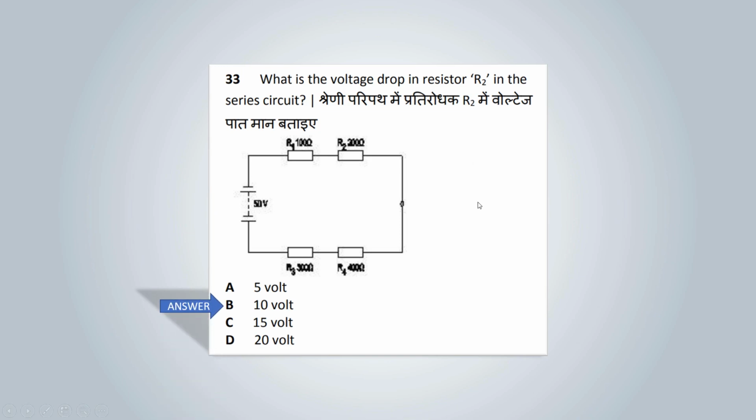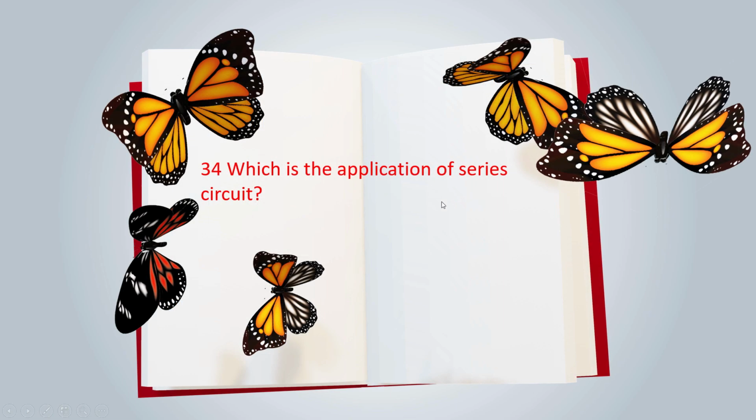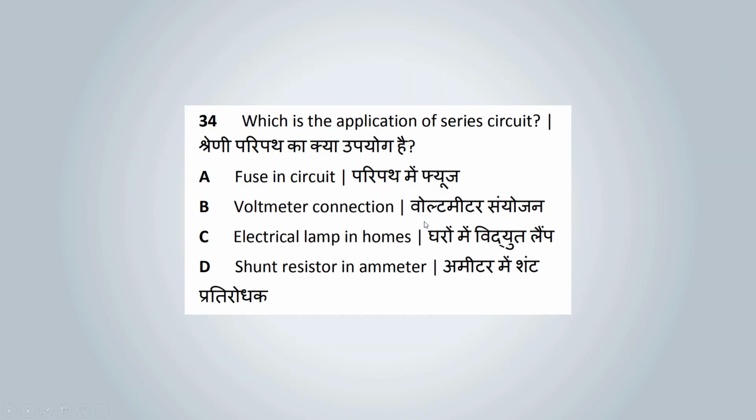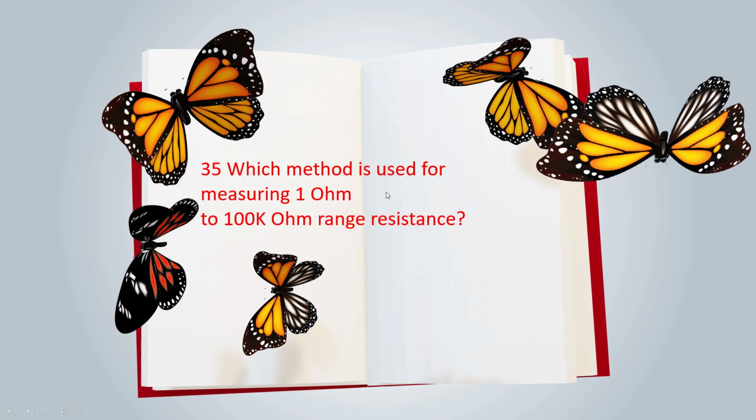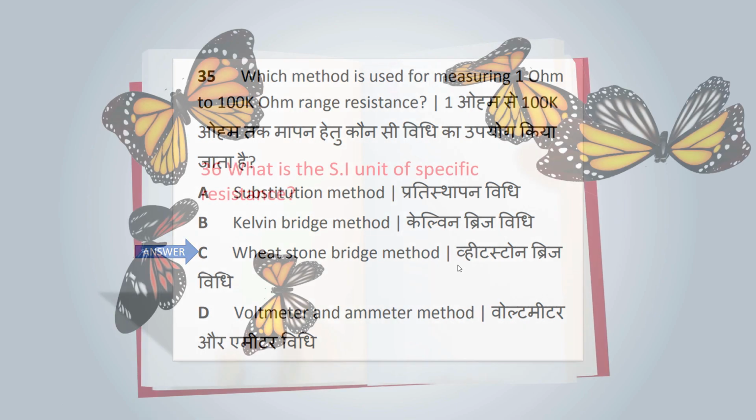Which is the application of series circuit? The answer is fuse in circuit. Which method is used for measuring 1 ohm to 100 kilo ohm range resistance? The answer is Wheatstone bridge method. What is the SI unit of specific resistance? The answer is ohm meter.